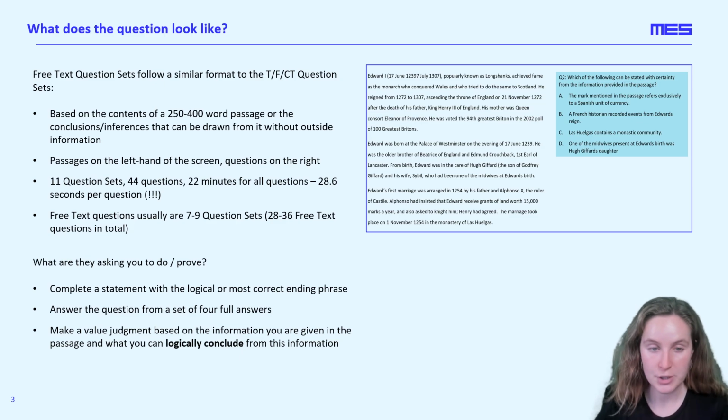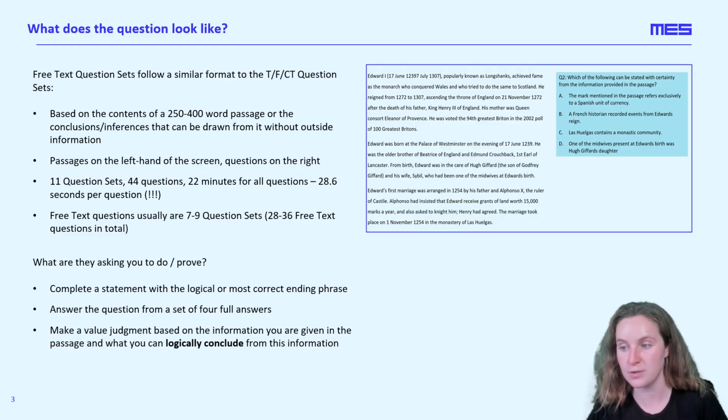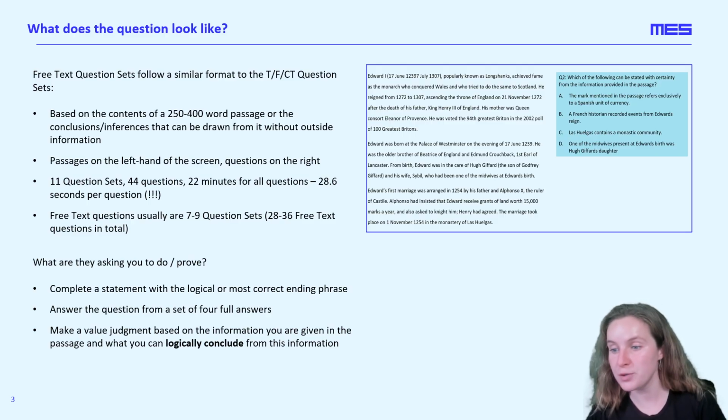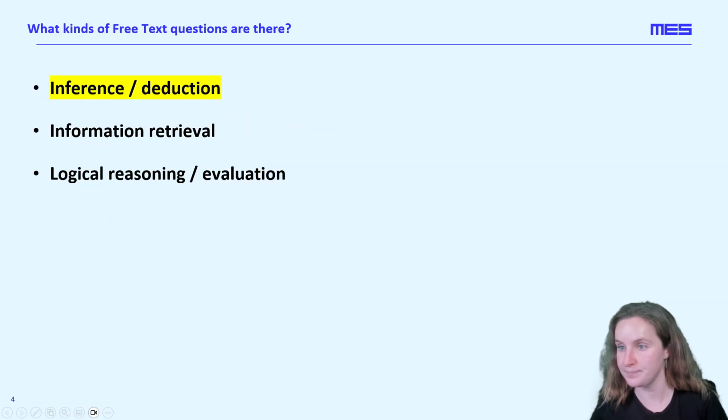The free text questions are usually 7 to 9 of the question sets on the verbal reasoning section, with 28 to 36 actual free text questions in total. It's asking you to complete a statement with the most logical or most correct ending phrase, or to answer the question from a series of full answers. It also is asking you to make a value judgment based on the information you're given in the passage and what you can logically conclude from this information.